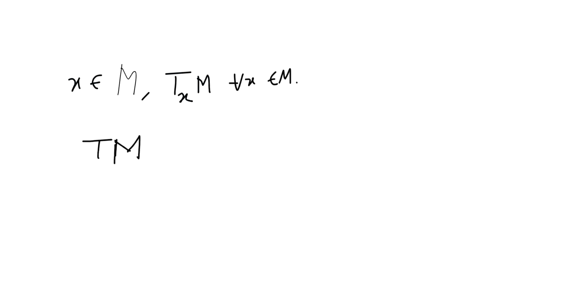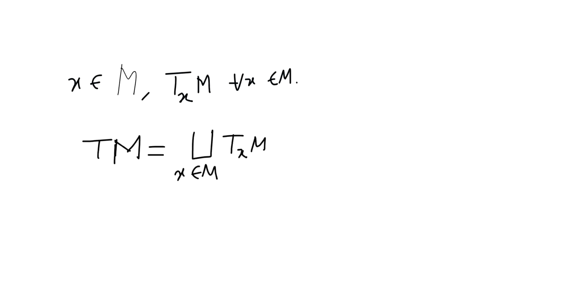So M is a manifold, and suppose I take a point X in that manifold, then you have this tangent space at the point X for all X in M. And then what is your tangent bundle? That is the disjoint union of these tangent spaces as X varies over M.